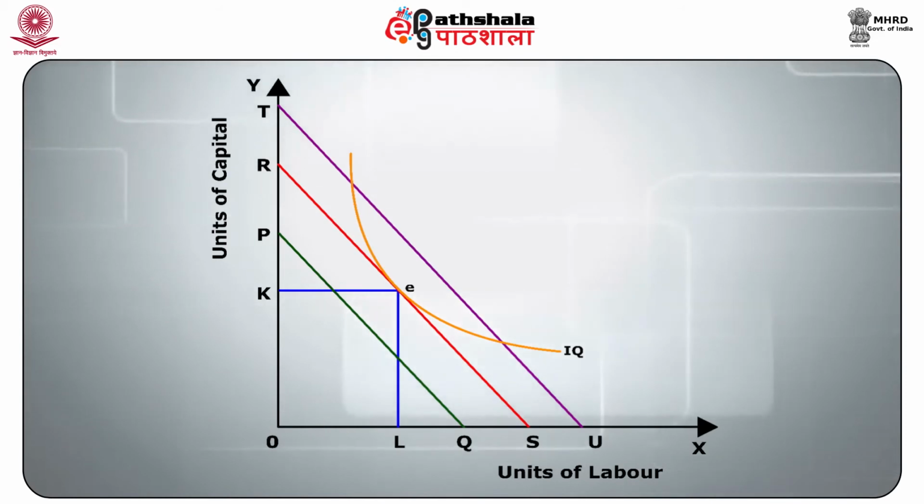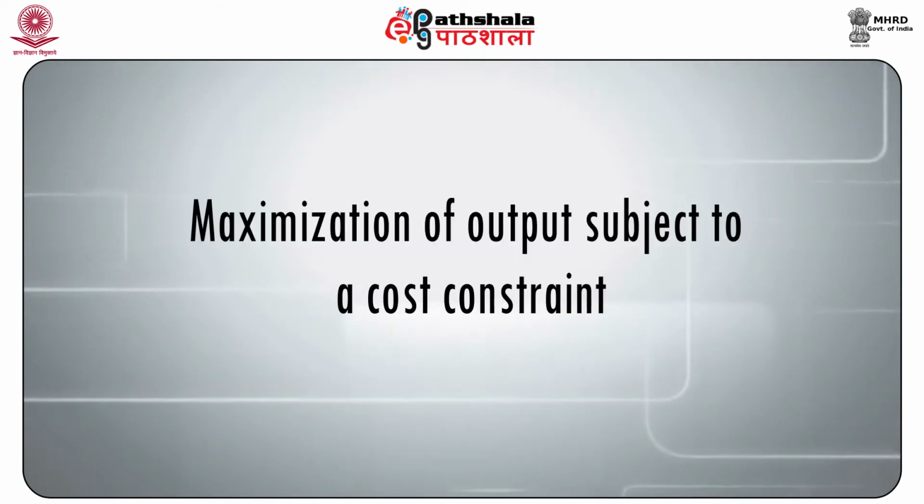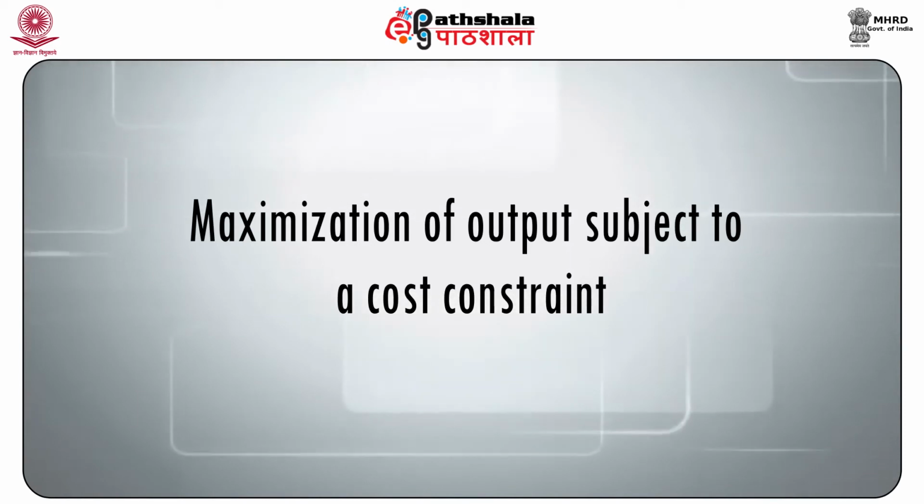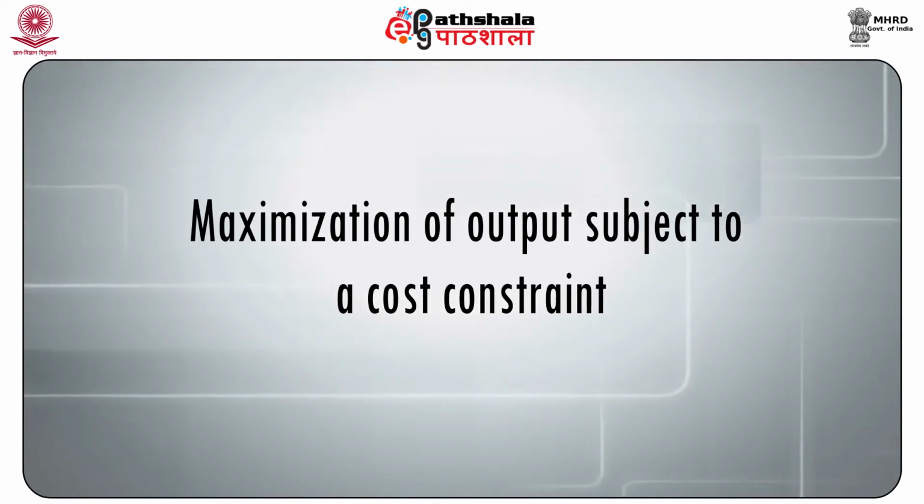Thus, the conditions of producer's equilibrium are, first, the slope of the isoquant is equal to the slope of the isocost line. MRTS LK is equal to PL upon PK. MPL upon MPK is equal to PL upon PK. MPL upon PL is equal to MPK upon PK. Second, isoquants must be convex to the origin.